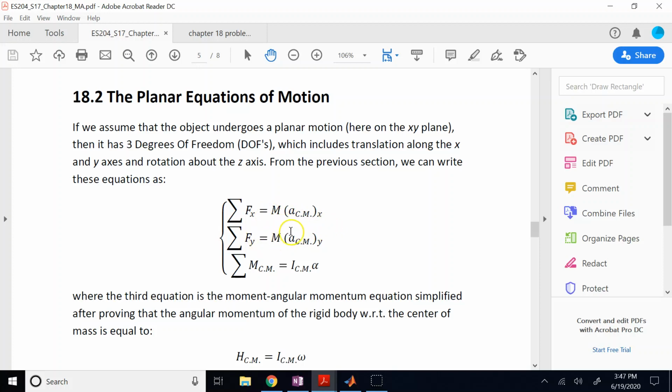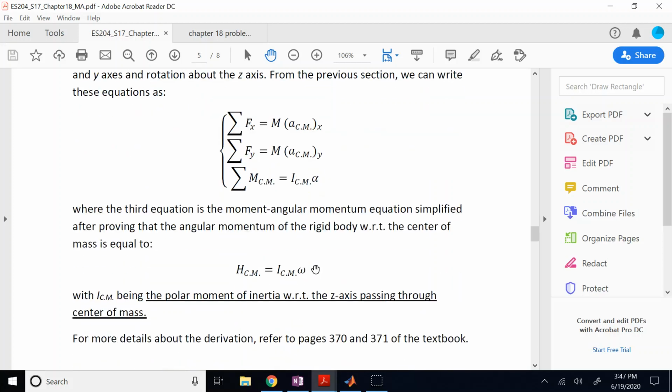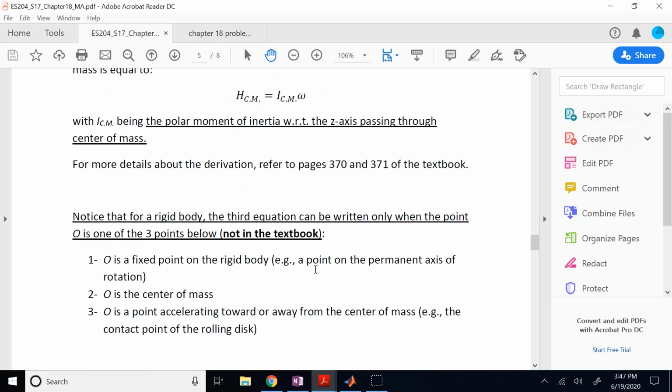the equations of motion is sum of the external forces on the rigid body is equal to mass times acceleration of the center of mass projected on the x direction, a similar equation for the y direction, and sum of the moments about the center of mass is going to be mass moment of inertia about the center of mass times angular acceleration. Okay, so we have shown those. I've shown you proof of them.